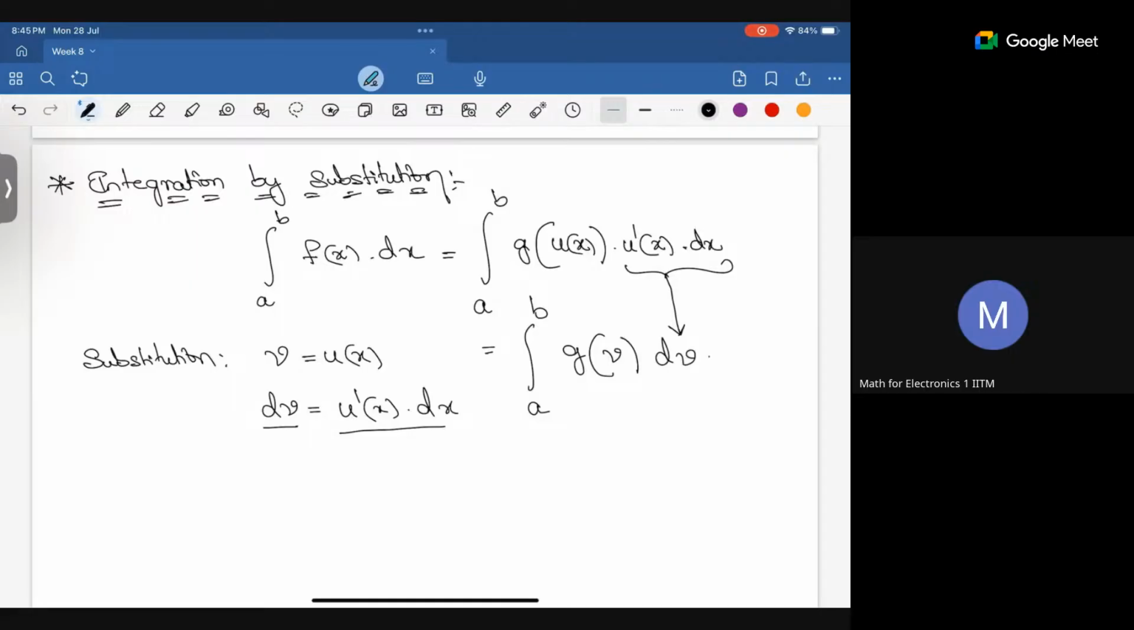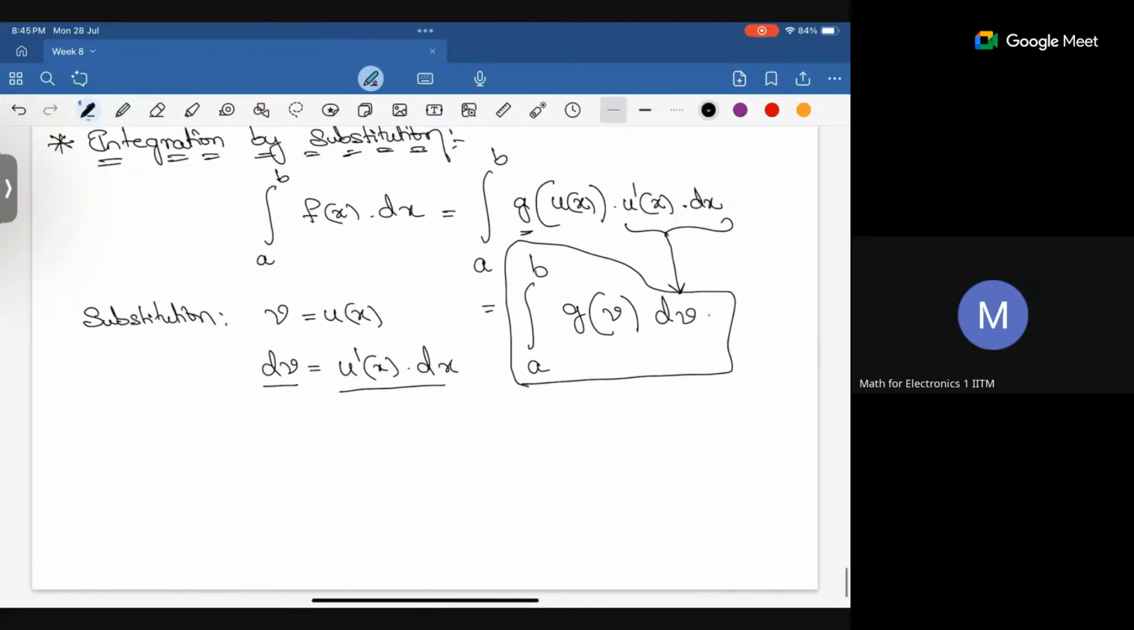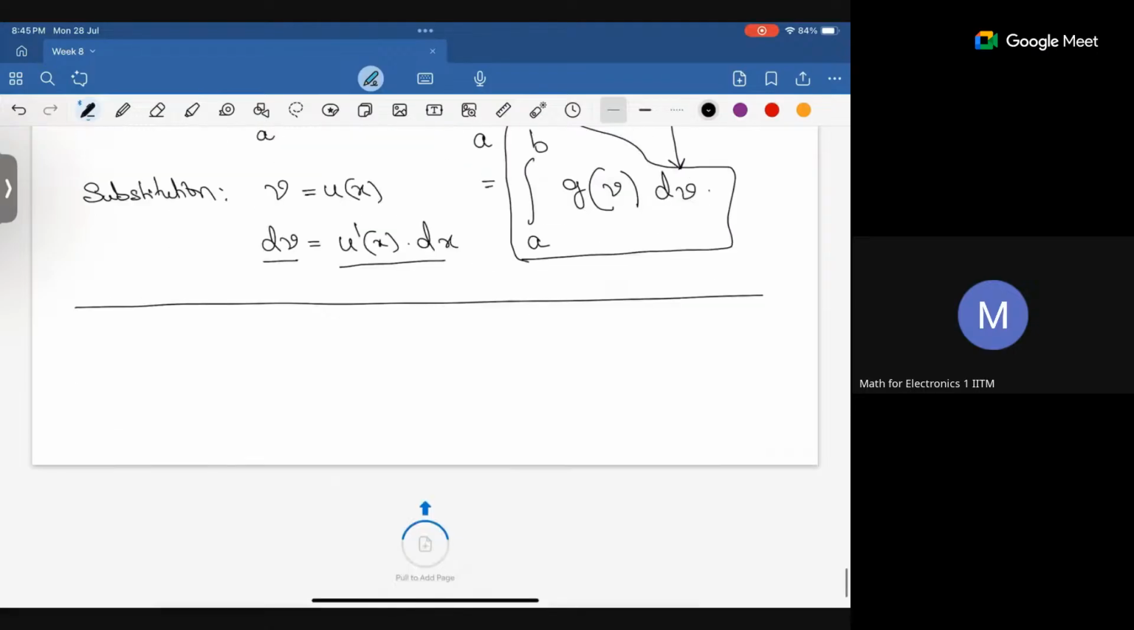Now if f of x dx is not in our standard form, but we know what the integral of g of x function is, and if we are able to write our f of x in this particular fashion, it will boil down to this integral, and we know how to integrate g of v dv. Okay, so let's do an example, then we'll understand it.